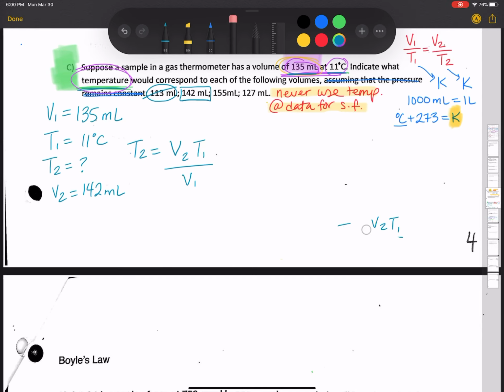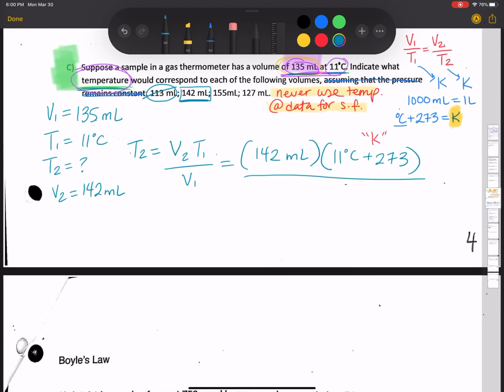So I'm going to go ahead and plug in my new volume, my V2. My V2 this time around is 142 milliliters. Remember, I'm focused on this part. My T1 is still 11 degrees Celsius. I can't use Celsius, I must use Kelvin, so I have to go ahead and plug in the rest of my formula, which is plus 273. So now this is in units of Kelvin. My denominator is V1, so this is 135 milliliters.